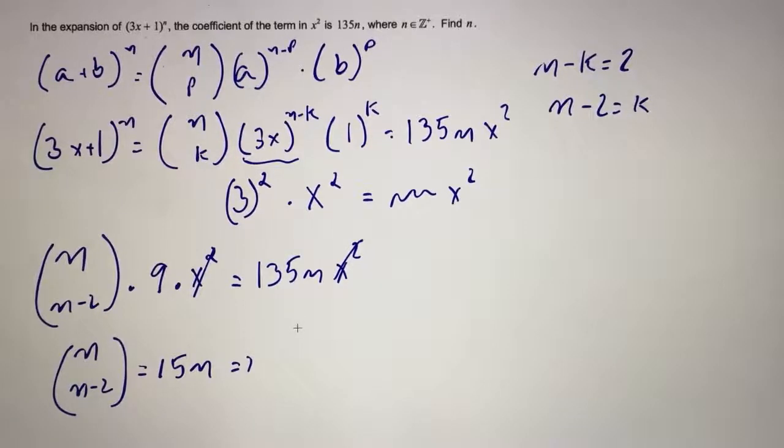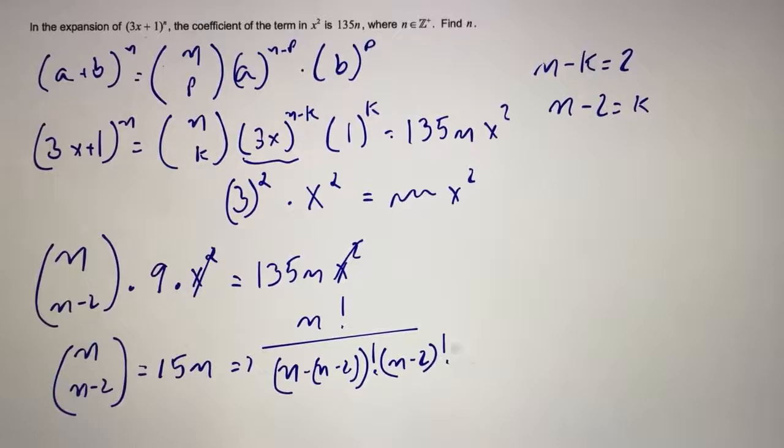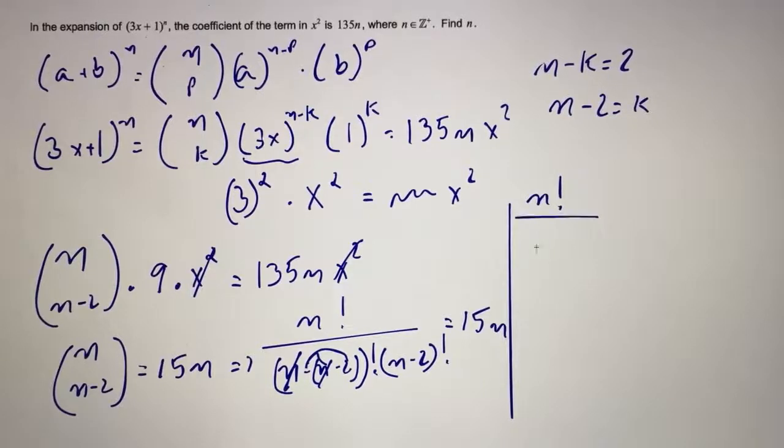Well, that's going to be n factorial over n minus 2 factorial, n minus (n minus 2) factorial. And he's saying that this is equal to 15n. So this will become what? Well, this is going to become negative n plus 2. So n minus n I'm going to cancel. So this is going to be n factorial over 2 factorial, n minus 2 factorial. And this is still 15n.